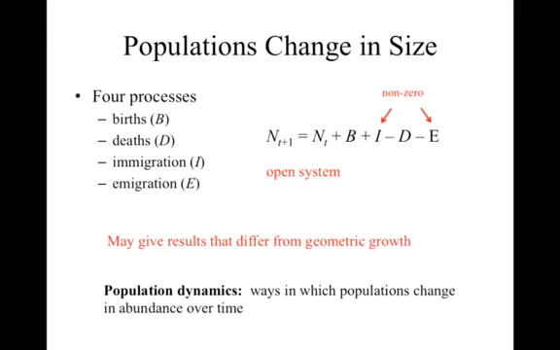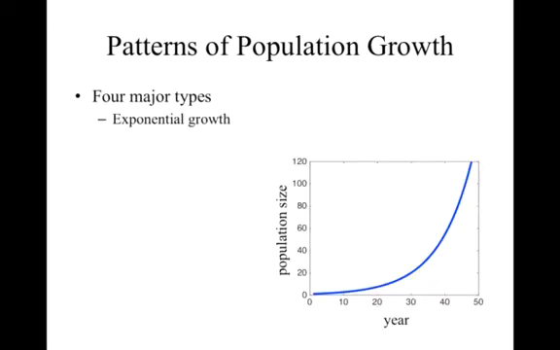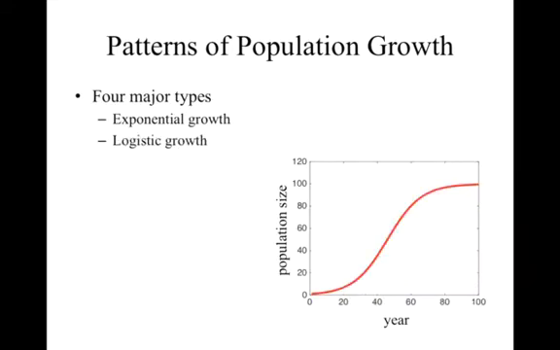All right. So ultimately, this leads us to the idea of population dynamics, which is the ways in which populations change in abundance over time. Dynamics means things are changing. Population dynamics means populations are changing. And there's 4 main patterns of population growth. We've seen 2 of them already. The first is exponential growth. This is what you see early on in a population, or in science fiction organisms like tribbles that just grow and rapidly expand in population size with no seeming limit.